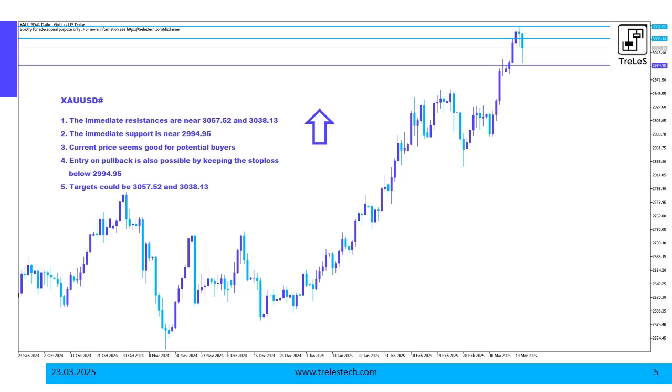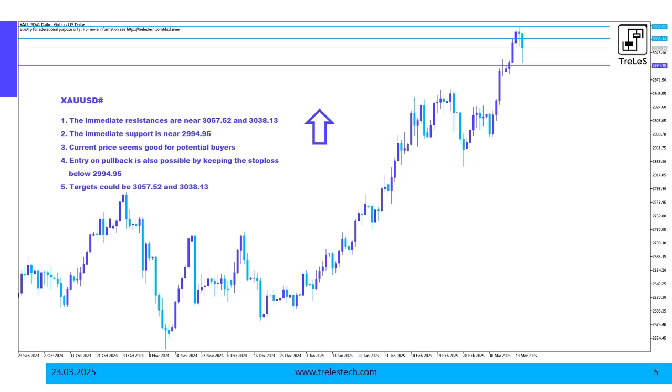Our fourth chart presents XAUUSD. Currently, the immediate resistance is near 3,057.52 and 3,038.13, while the immediate support level is around 2,994.95. Given the price action, this level looks favorable for potential buyers.